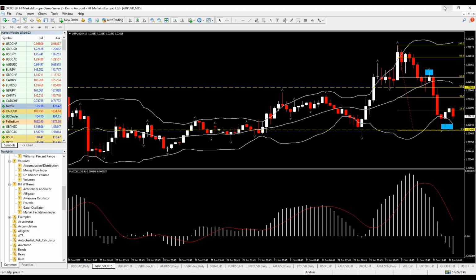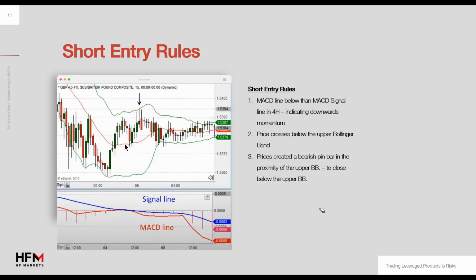So, short entry, the same thing, but vice versa. If our MACD presents a negative, downwards momentum, like here, so the histogram lines and the signal line turn negative, both of them. So that's a negative downwards momentum.